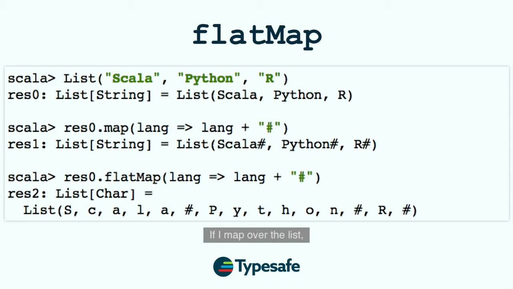If I map over the list and append a hash to the end of every string, I get a new list with each string and a hash at the end of each one. If I flatMap instead, it's going to perform the same transformation where the hash is appended to the end of every string, and then it's going to flatten one level. So the sequence of characters is now broken apart, and we end up with a list of characters.